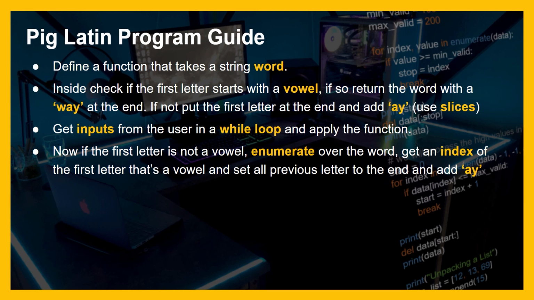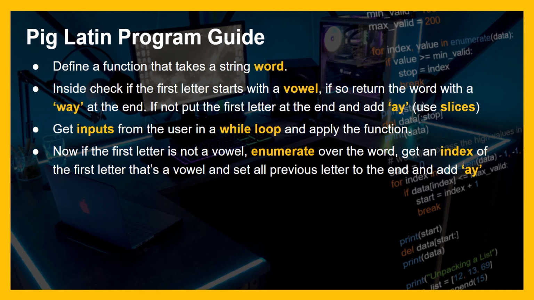In the second level, we take all the letters until we get to the first vowel, add them to the end, and then add an A. The way we can do this is through getting the index, because remember, we can index a string. Every single character inside a string has a certain index that starts at 0.